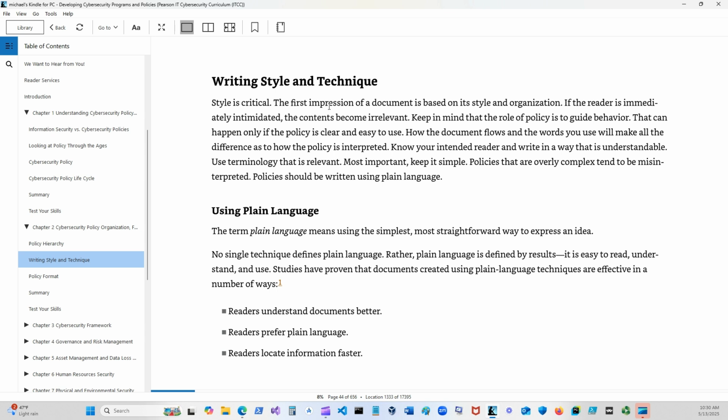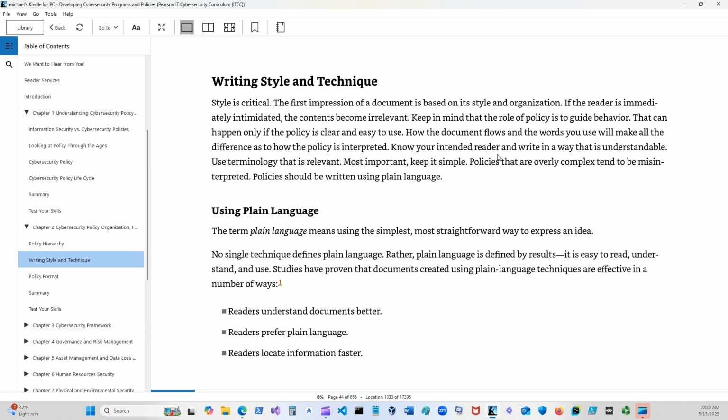Style is critical. The first implementation of a document is based on its style and organization. If the reader is immediately intimidated, the contents become irrelevant, right? Keep in mind that the role of policy is to guide behavior. That can happen only if the policy is clear and easy to use. How the document flows and the words you use will make all the difference as to how the policy is interpreted.